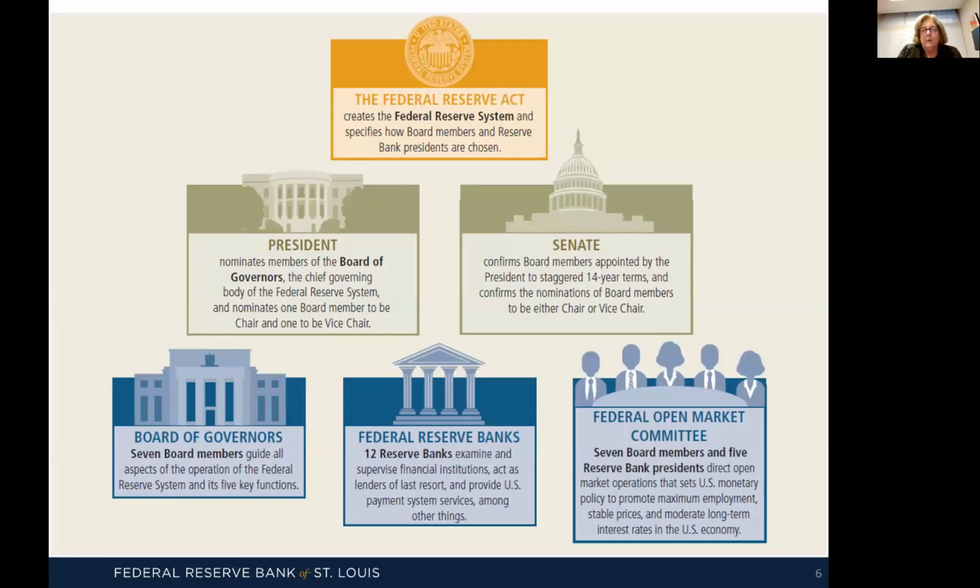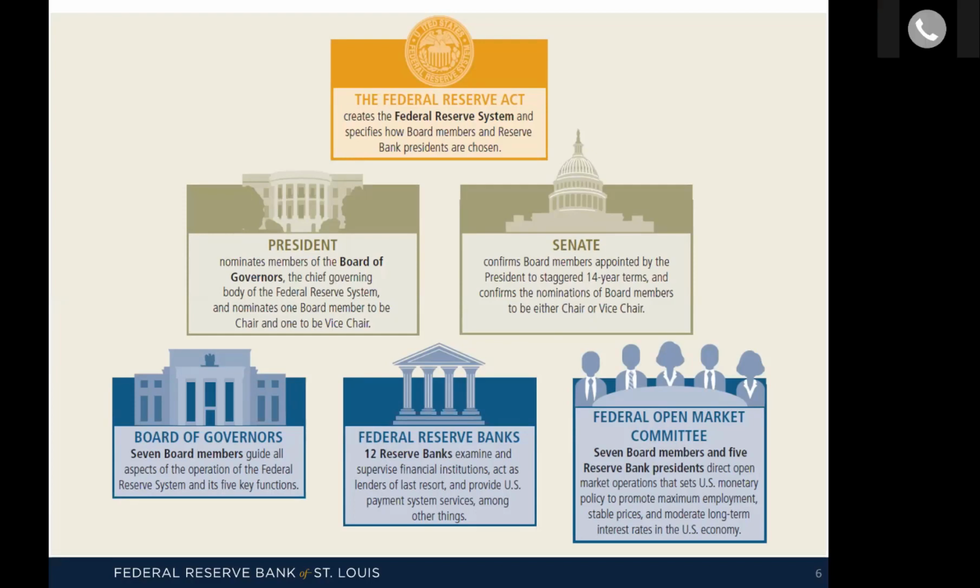If you look at the Federal Reserve, you have the Federal Reserve Act, and then we have the Board of Governors. The President of the United States nominates members to the Board of Governors. The Board of Governors is the chief governing body of the Federal Reserve System, and the president nominates one of those board members to be the chair. Currently Jerome Powell is the chairman of the Board of Governors.